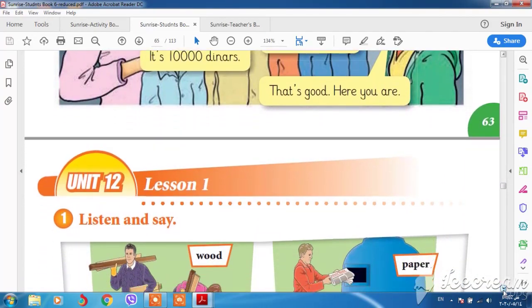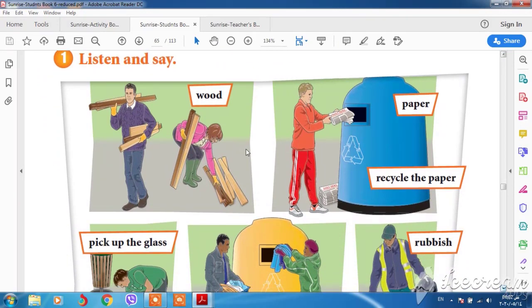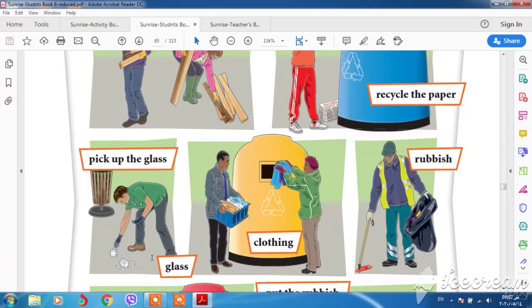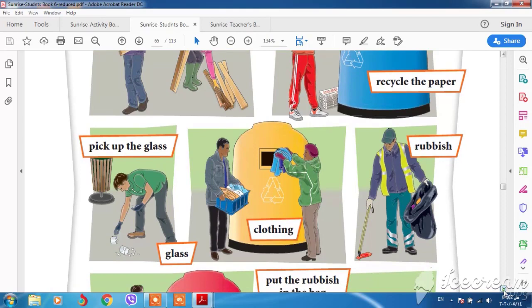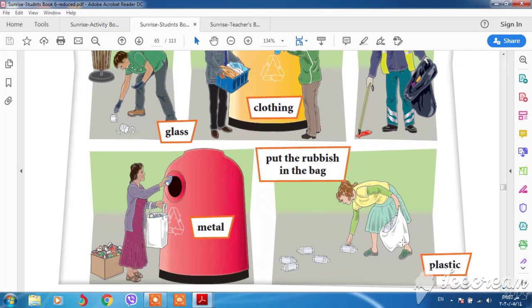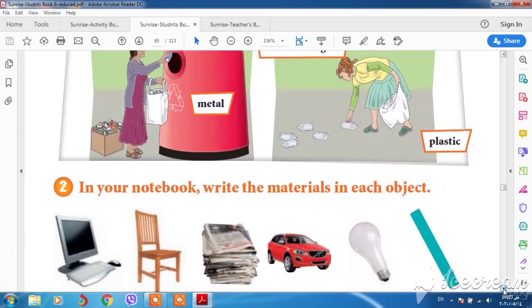Okay, now go to Unit 12, Lesson 1. Also, it's about past simple. And now we have some names. We have wood, we have paper. For paper, you can say recycle the paper. And for glass, you can say pick up the glass. Okay, and we have clothing and we have rubbish. For plastic, you can say put the rubbish in the bag, or you can say put the rubbish in the box. Okay, and we have metal.